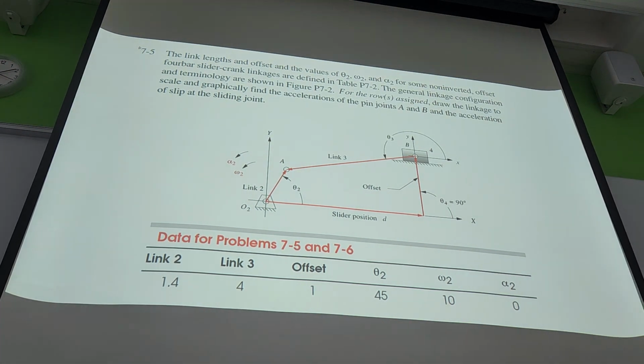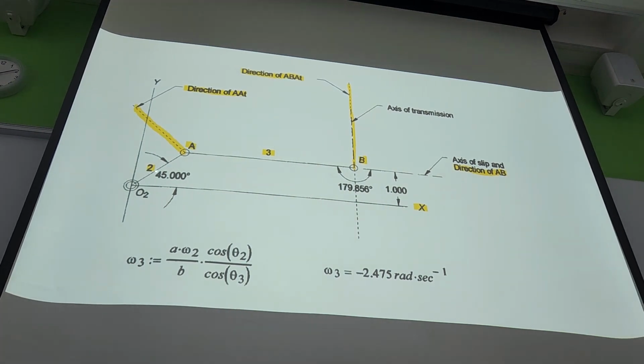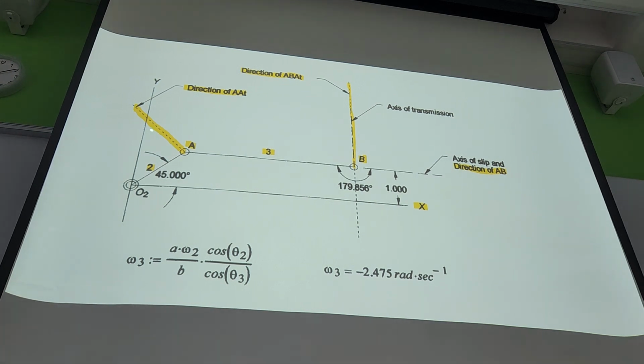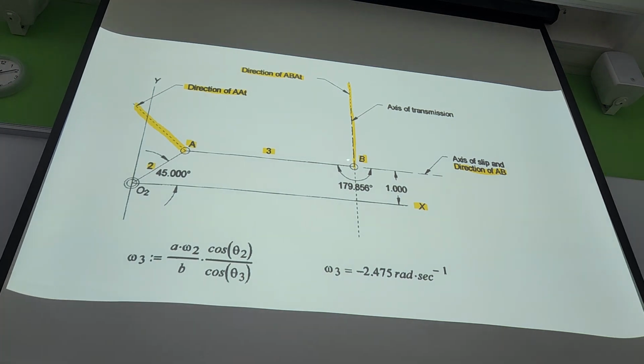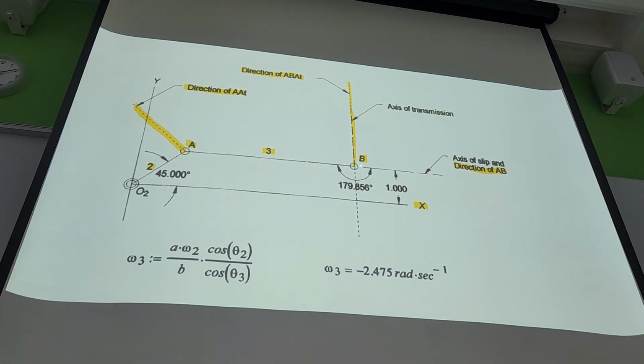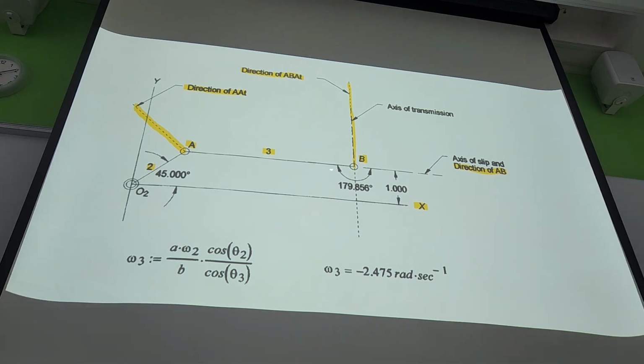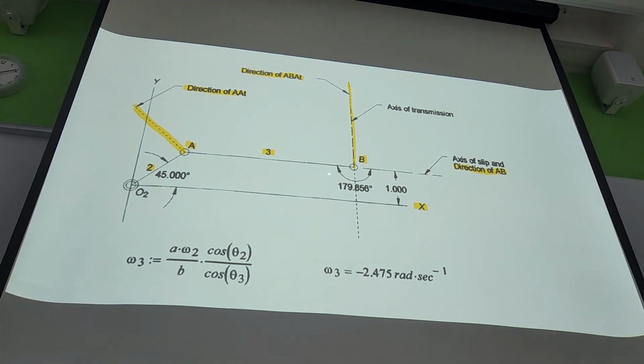So once you note it down, this is the figure. The direction of A tangent will be as shown here. So this is the direction of tangent. The BA tangent will be perpendicular because B is the slider, so the tangent will be perpendicular to this. Then the direction of acceleration of B will be horizontal, so that means B has only horizontal movement.